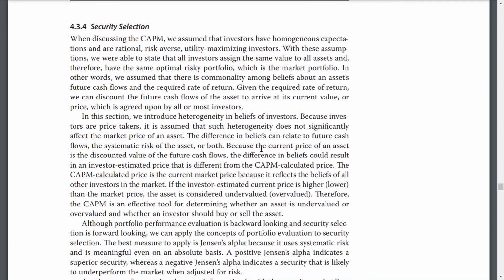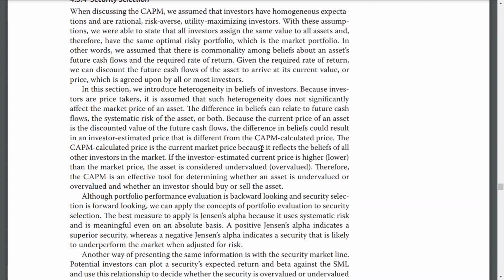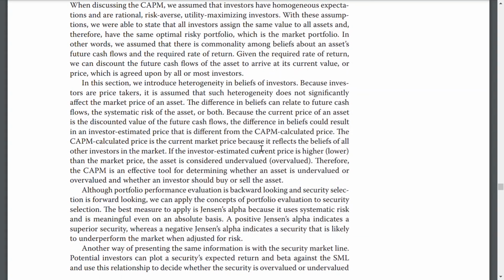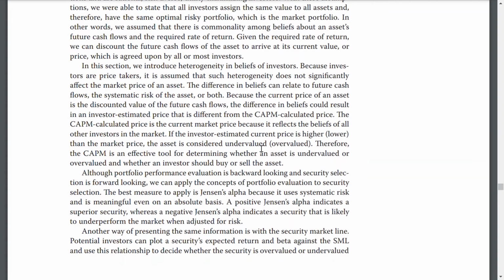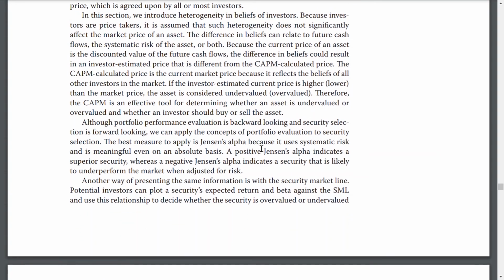In other words, we assume that there is a commonality among beliefs about an asset's future cash flow and the required rate of return. Given the required rate of return, we can discount the future cash flows of an asset to arrive at the current value or price, which is agreed upon by all or most investors.